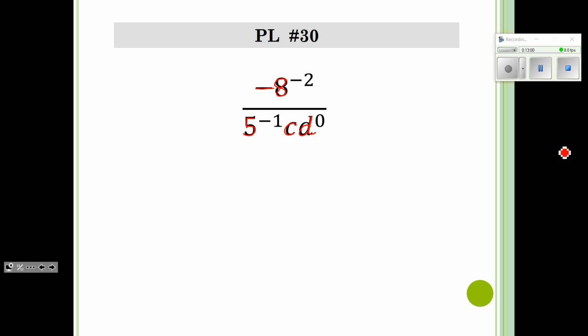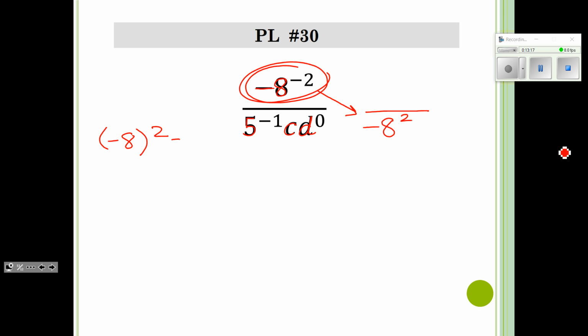So let's start with the first base of negative 8. It does have a negative exponent attached, so we're going to move that downstairs. We keep the base of negative 8. We change the exponent to a positive 2. Now, that says the opposite of 8 squared. That does not say negative 8 squared. It evaluates differently. Down here at the bottom, we have a base of 5 with a negative exponent, so it's going to move upstairs. That would be 5 to the 1st power. The c stays on the bottom.